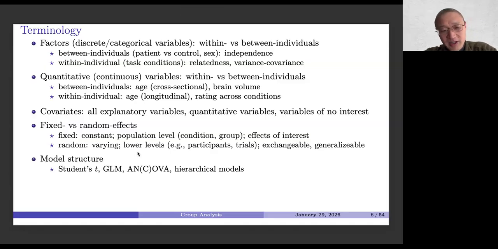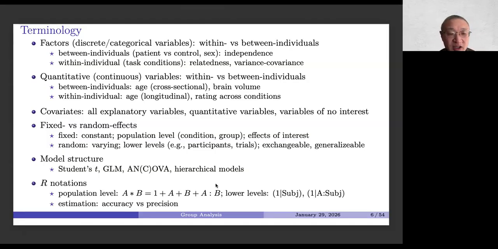Then the model structure. The most popular one is the Student's t-test: one sample, paired, two sample. Probably most of the time that's what you would use. But sometimes we need to use other structures. For example, a general linear model, when you have covariates, continuous variables. Or we may use ANOVA and ANCOVA, where you have one or more factors and sometimes continuous variables. Then you have hierarchical models. That's a linear mixed effects model, for example. That's one possibility.